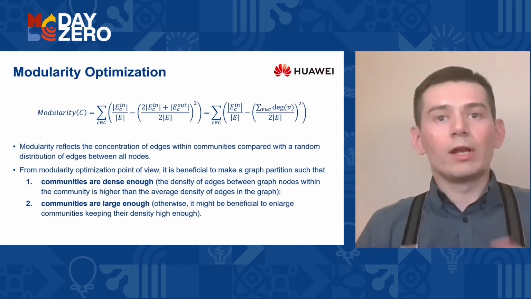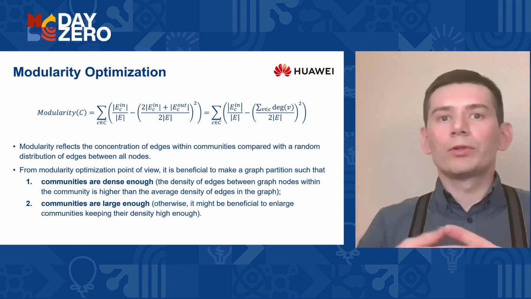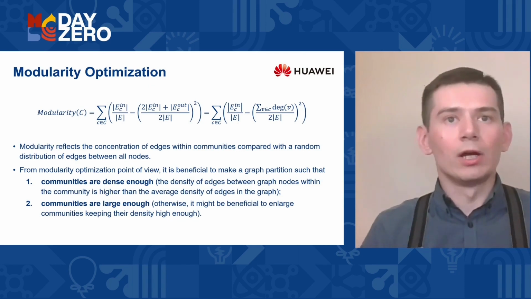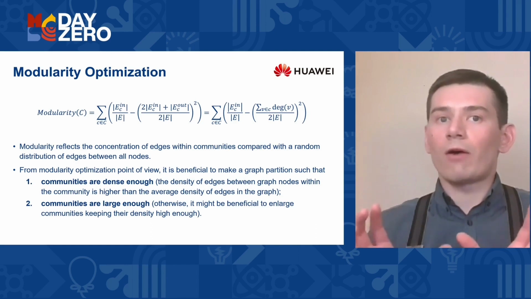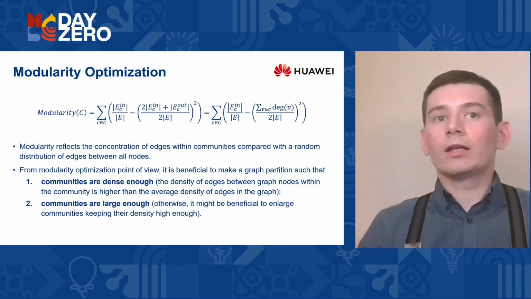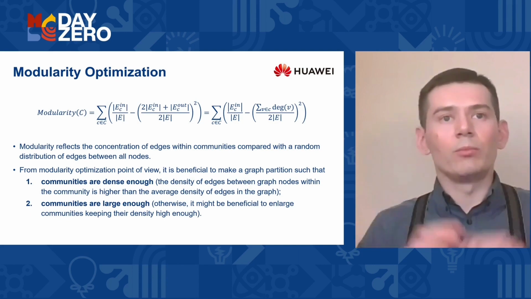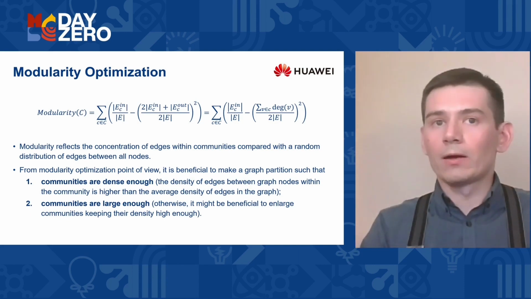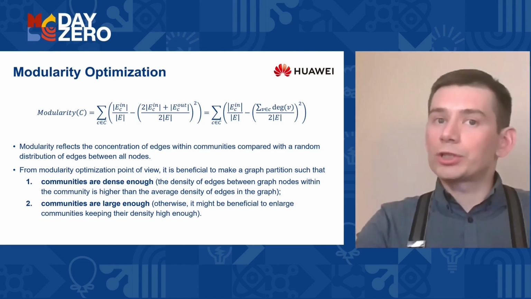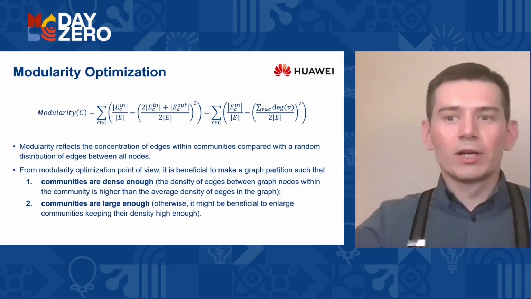Generally, when you want to do a maximization of modularity, it may be beneficial just to make a separation of the graph into communities such that communities are dense inside and they are large enough. Otherwise, it might be beneficial to enlarge a community, keeping the density high. However, we also introduce the regularization part, which will keep you from making communities too large, and this is important.